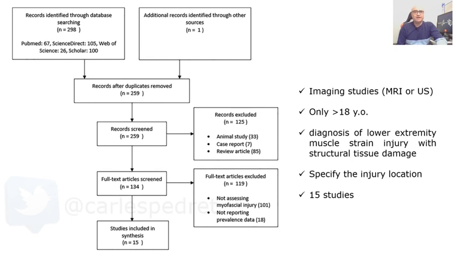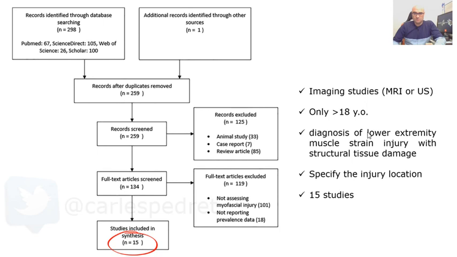These are imaging studies. They selected imaging studies, a lot of them, and made this flow chart selecting studies. They finally got 15 studies specifying the injury location and diagnosis of lower extremity muscle strain injury, only adults older than 18 years, and studies using MRI or ultrasound.